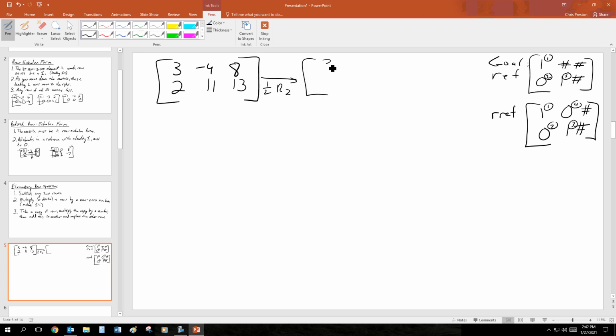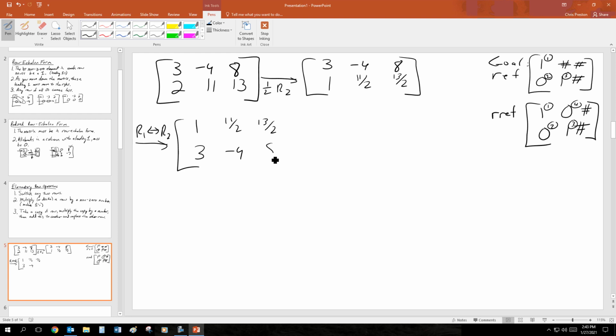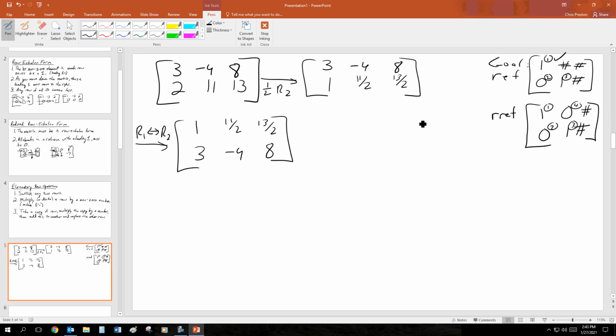And now this is going to look like 3, -4, 8, 1, 11 halves, 13 halves. Okay. And then I'm going to swap row 1 with row 2. Remember, that's something we're allowed to do. We could swap rows. So now I have 1, 11 halves, 13 halves on the top row, and on the second row, 3, -4, 8. So got that done. I got my first 1.